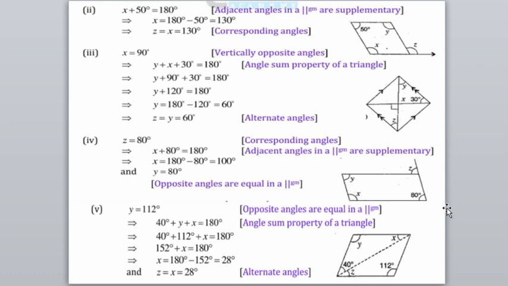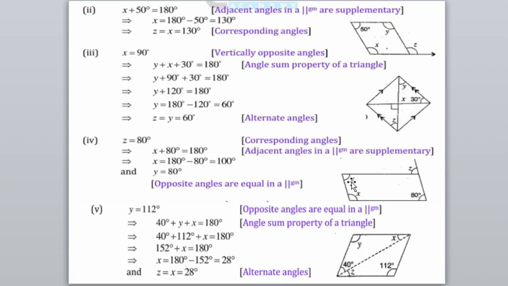Now we have to find out x and y. So the 80 degree angle and x are adjacent angles, and adjacent angles are supplementary, means 80 degree plus x equals 180 degree. So here x plus 80 degree equals 180 degree. Adjacent angles in a parallelogram are supplementary. Then x equals 180 degree minus 80 degree, that equals 100 degree. Therefore we got the value of x as 100 degree.